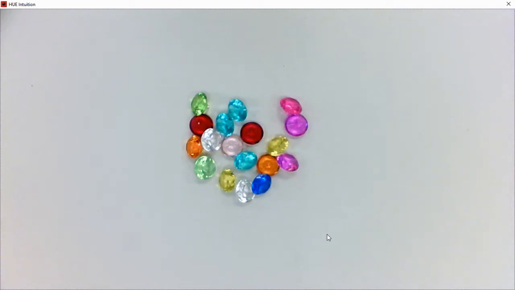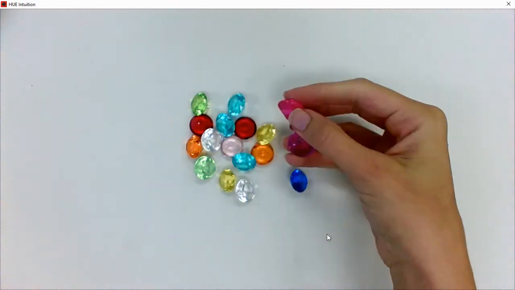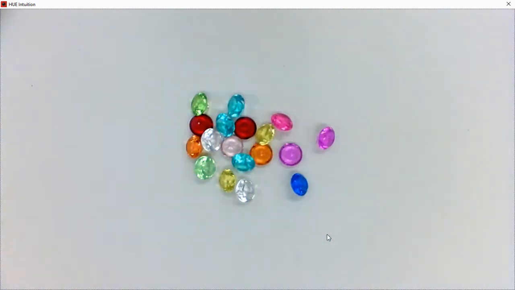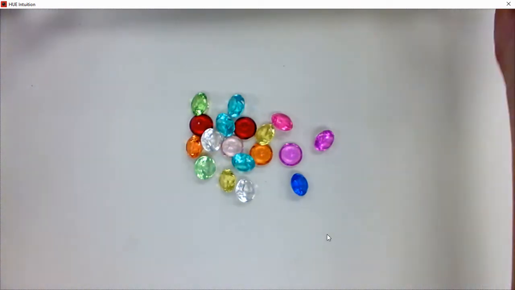Let's take a look at basic division using manipulatives like these gems here. I can use objects to help me solve a basic division problem. Let's try solving the problem 18 divided by 3.